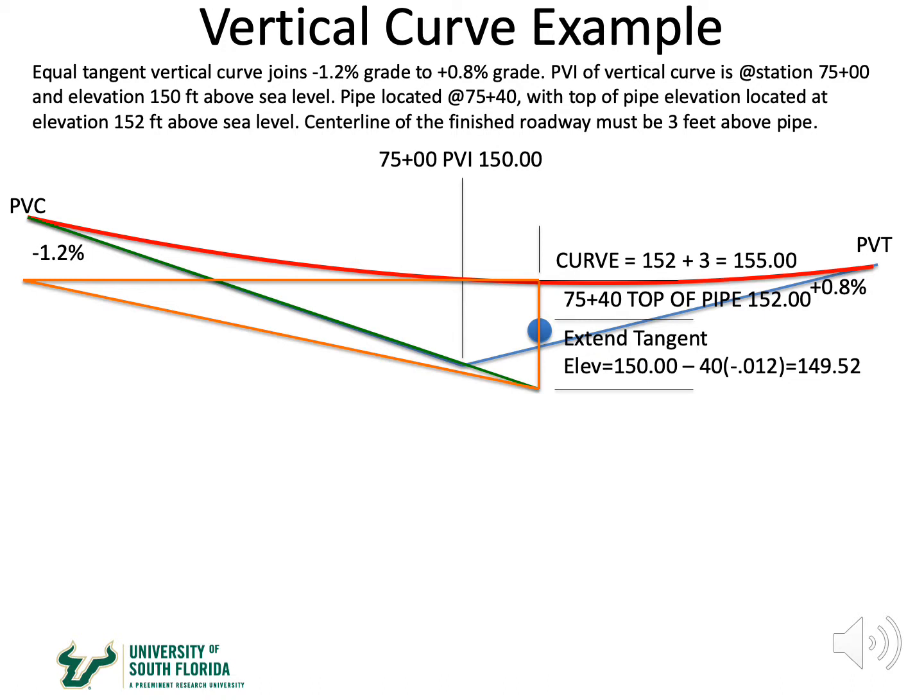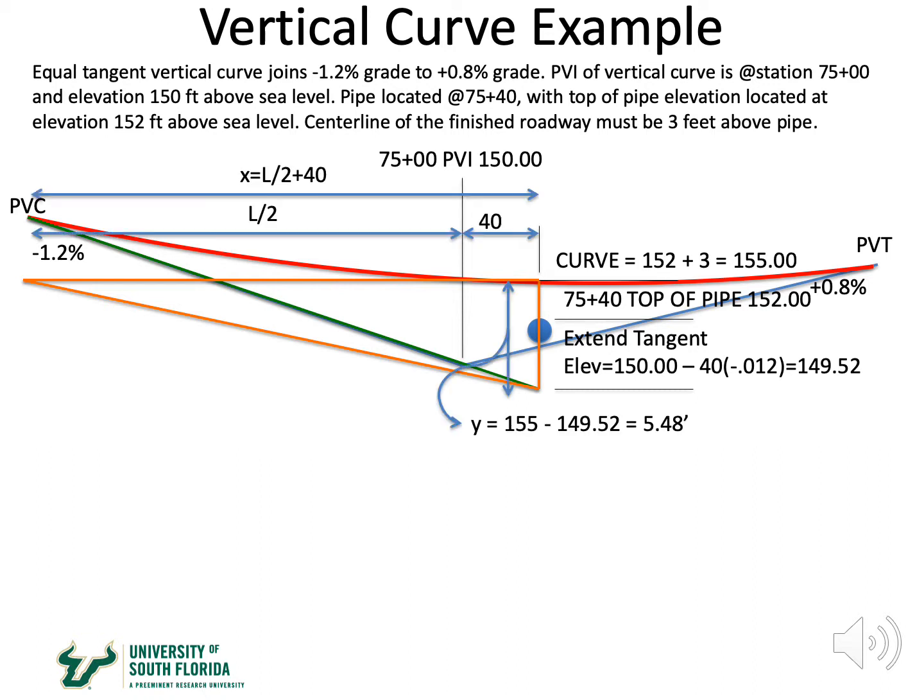We also know the elevation of this point, which is 155. Same with this point over here. So we've pretty much fully described the triangle. So we can add a couple more labels. We know that the height of the orange triangle is 155 minus 149.52, or 5.48 feet. So what we're going to do is look at the horizontal length of the triangle.